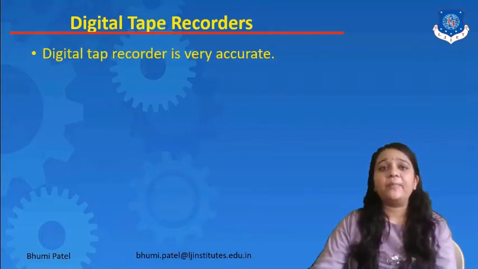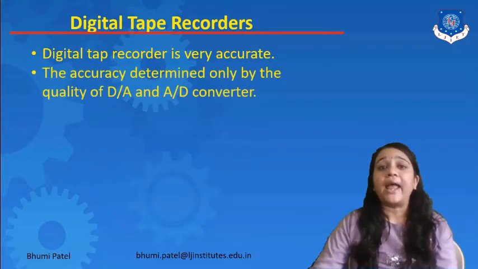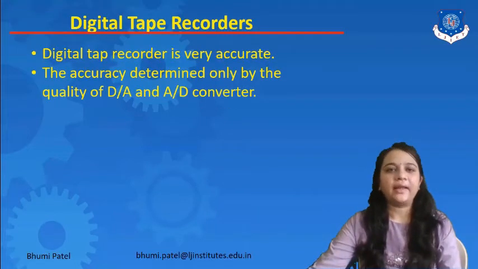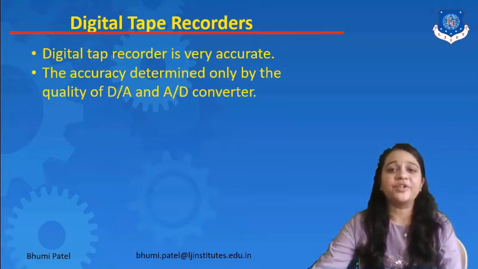Now the next one is the digital tape recorder. The digital tape recorders are very accurate compared to the analog tape recorder. The accuracy is determined only by the quality of the D to A and A to D converters. So it is compulsory to connect a digital to analog converter and an analog to digital converter in the digital tape recorder. In the digital tape recorder, generally we can use a DSO.